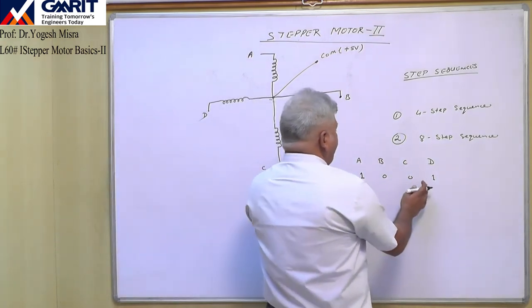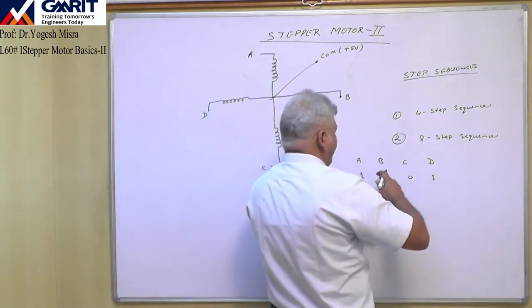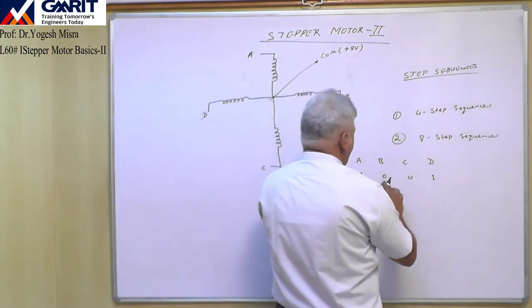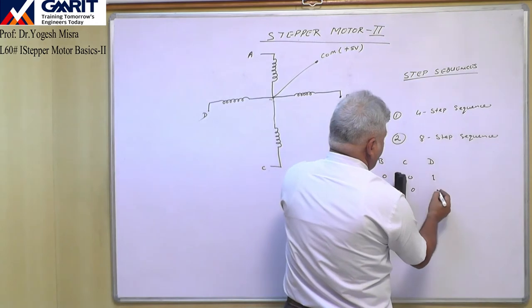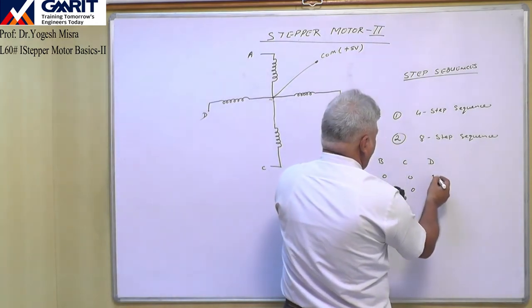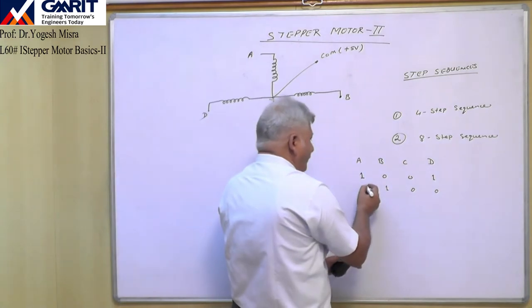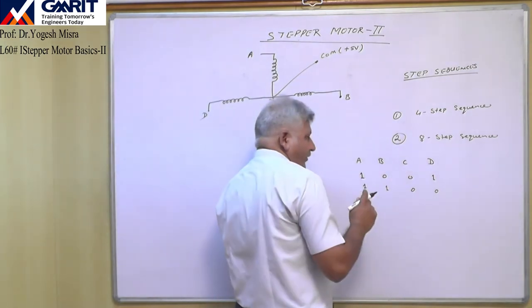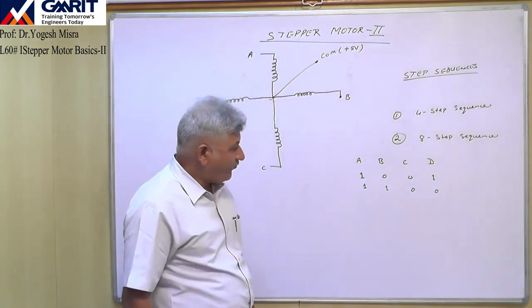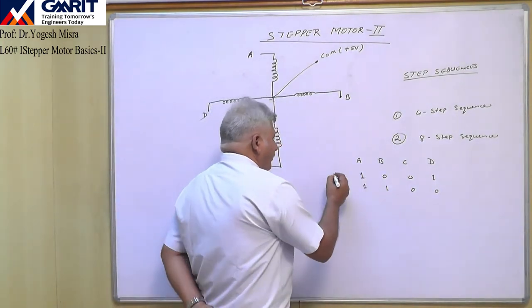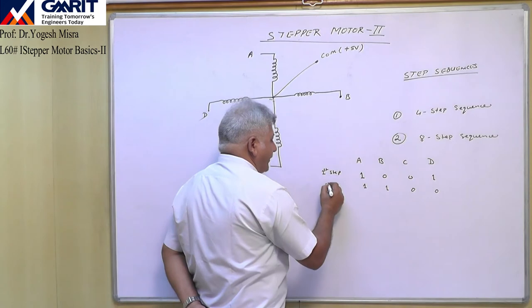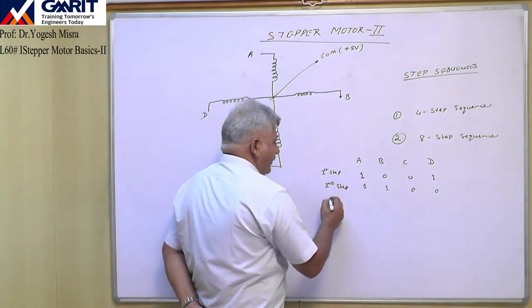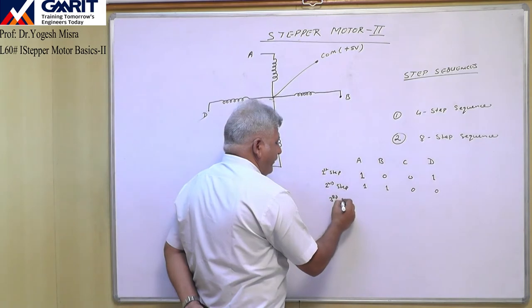Now rotate this number to the right side. So what will happen? This 1 will come at this position, this 0 will come at this position, this 0 will come at this position, and this 1 will be rotated to the MSB position. So in this way we have rotated it right by one bit. So this is our first step, this is our second step, then there will be a third step.